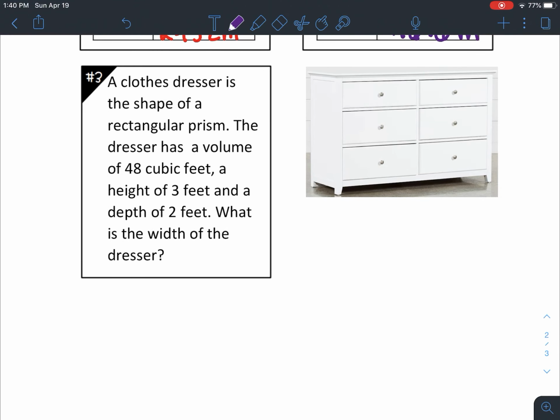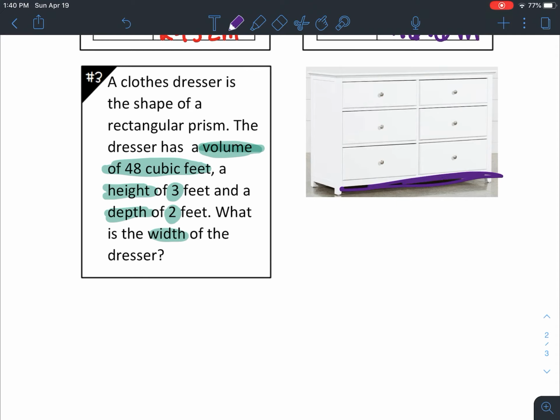Okay, here we got to work a little bit backwards. So it says a closed dresser has a shape of a rectangular prism. The dresser has a volume. So here are keywords: a volume of 48 cubic feet. So it's giving us the total, and we're going to have to find one of the missing dimensions. It says it has a height of 3, a depth of 2. What is the width of the dresser?